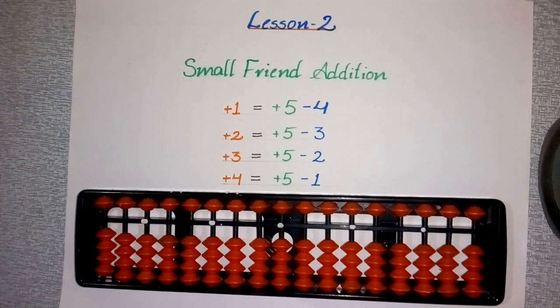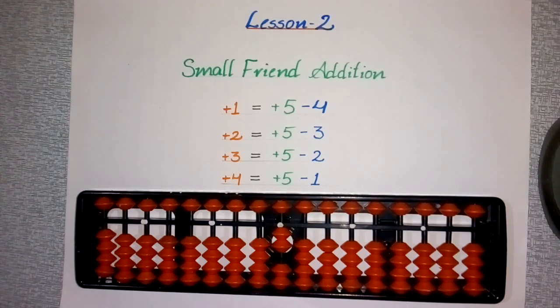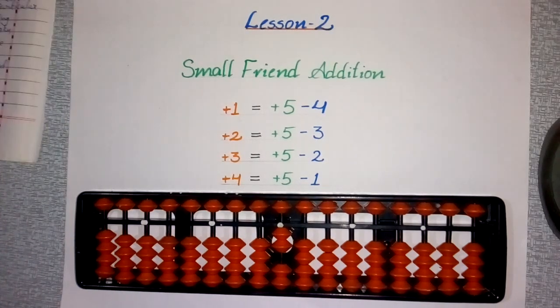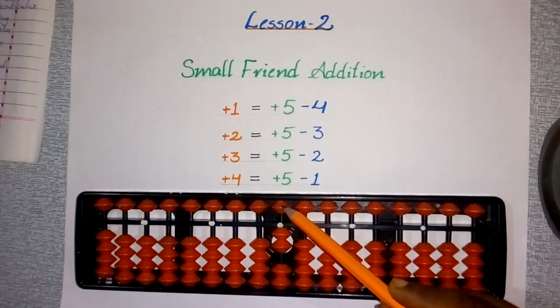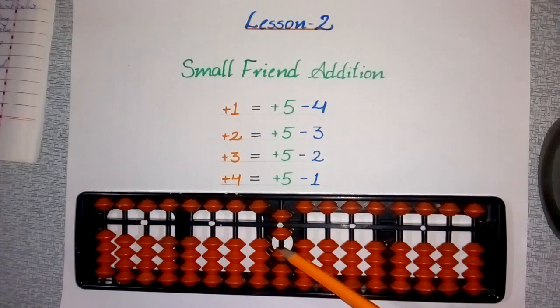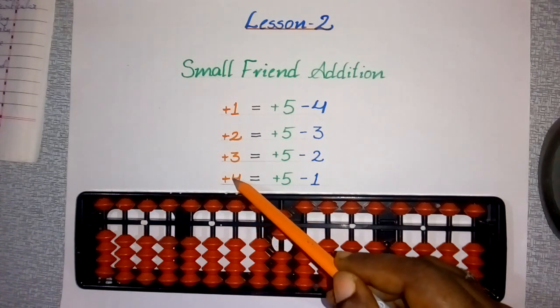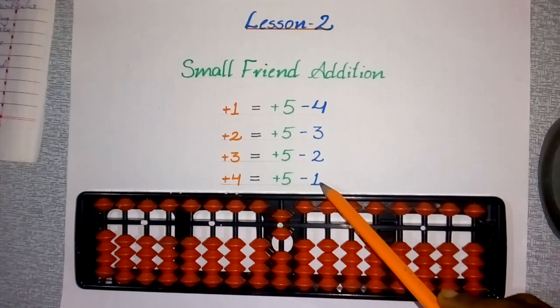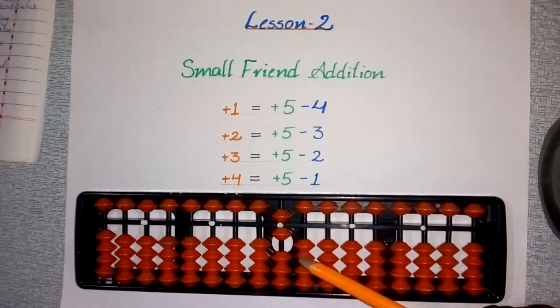Suppose I have the number 2 with me. That means 1 and 2. Suppose I am to add plus 4 to this, but I do not have 4 beads in it. But I have 5 available with me. So I take plus 5 minus 1. The small friend of 4 is 1, so we have to take plus 5 and subtract minus 1. Then what is the answer? 2 plus 4 is equal to 5 plus 1, 6.